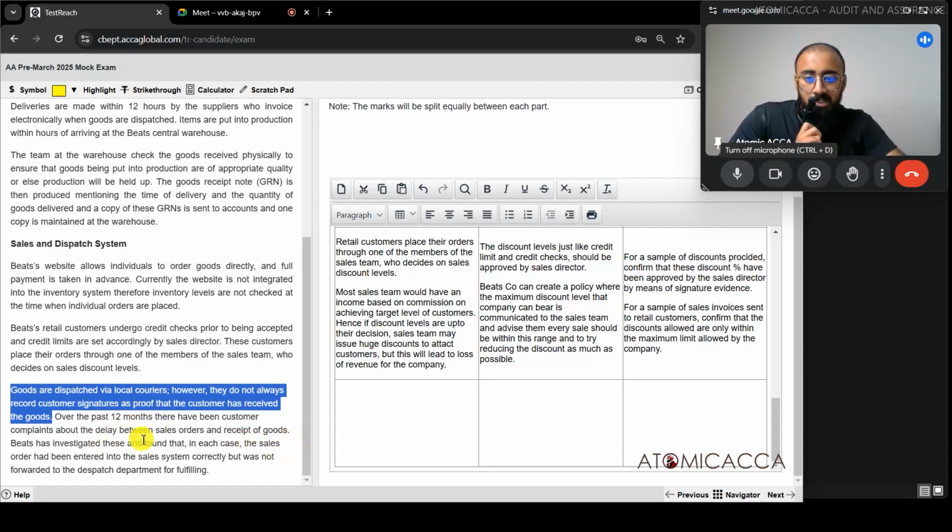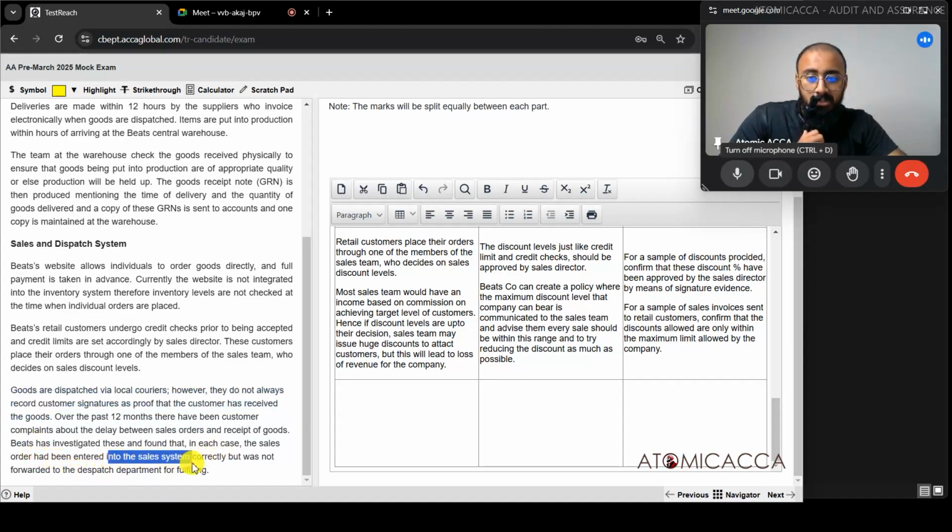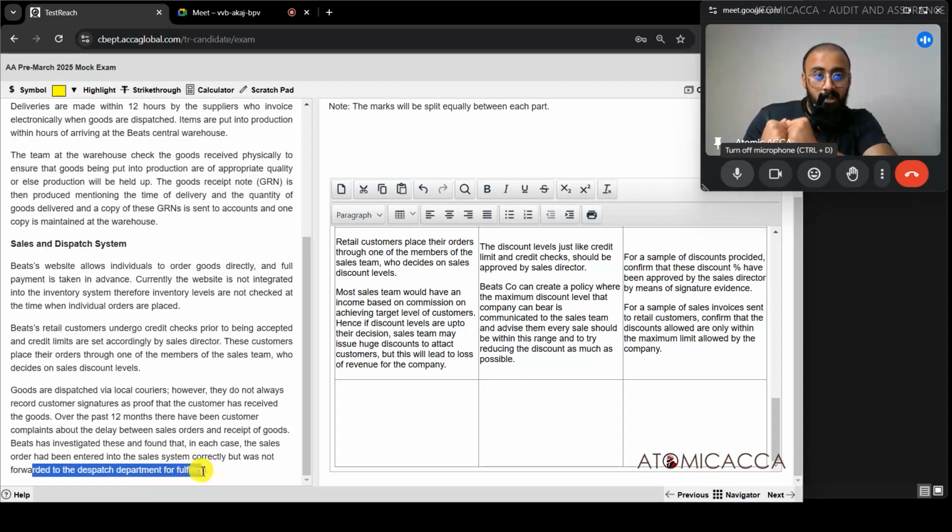Beats has investigated these and found out in each case the sales order has been entered into the sales system correctly, but was not, okay, again a negative word, not forwarded to the dispatch department for fulfilling. That means you got an order from customer and you just stayed silent. You didn't tell the dispatch department that see, like, this one order is there, you have to send it to the customer. So what happened? Order is coming in, money is coming in advance as told earlier, but you're not delivering it on time. So that's a problem with the delivery system over here. So there are two issues over here.